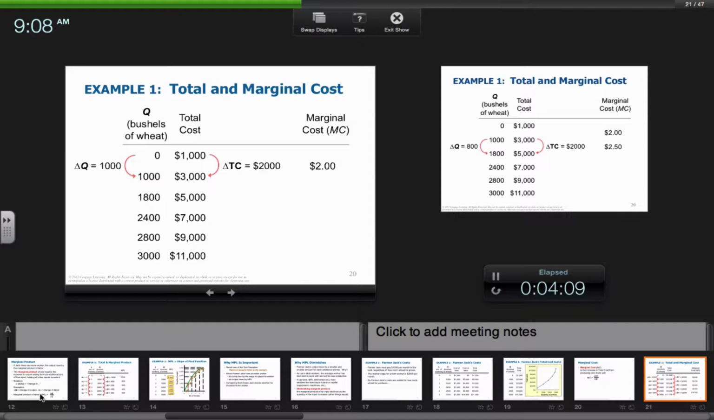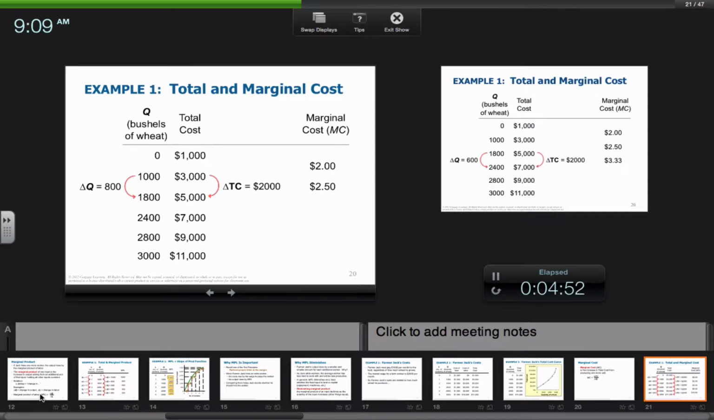So this is just like we previously calculated change in MPL, right? So the change in total cost from 1,000 to 3,000 is 2,000 change in total cost. The change in quantity is a change of 1,000. Do the division. Marginal cost is $2 for that next unit produced. Okay? To go from 0 bushels to 1,000 bushels, each additional bushel cost us $2. Yes, you should sell it above $2.